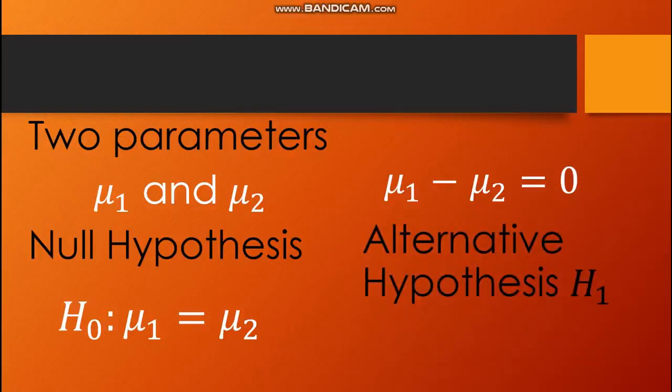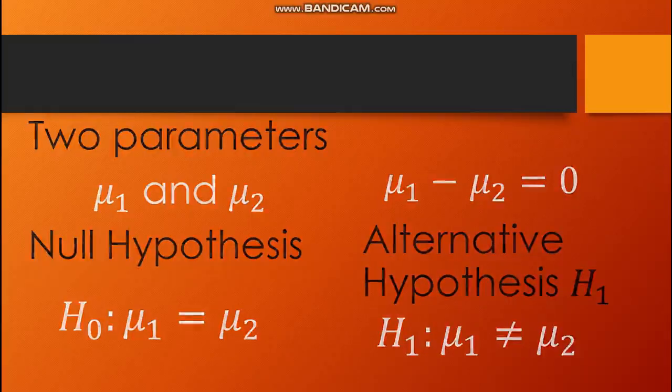For the alternative hypothesis, we write H sub 1 colon mu 1 is not equal to mu 2. So, ibig sabihin nun, that there is a difference between the two parameters. Okay, so that is how to write the null and alternative hypothesis in symbols.